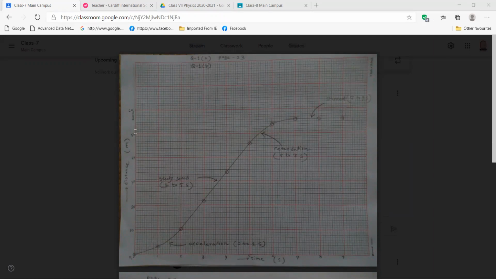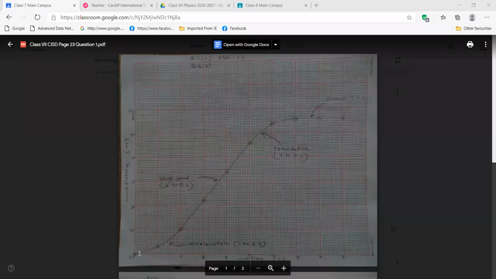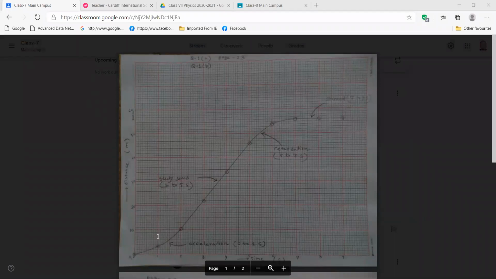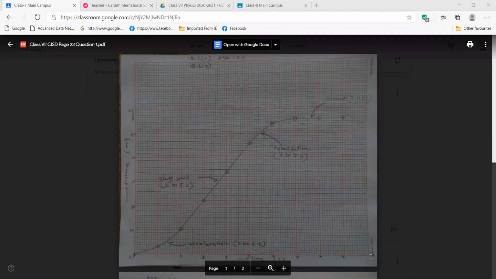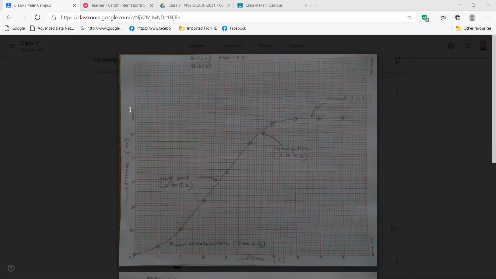That's why I took the graph paper in landscape form, not in portrait form, so that my 9 seconds comes in the x-axis easily. On this side we are getting 10 big squares, so easily I can take from 0 to 9 seconds. And on the other side, if I take 60 seconds, it also covers the maximum part of the graph, isn't it?